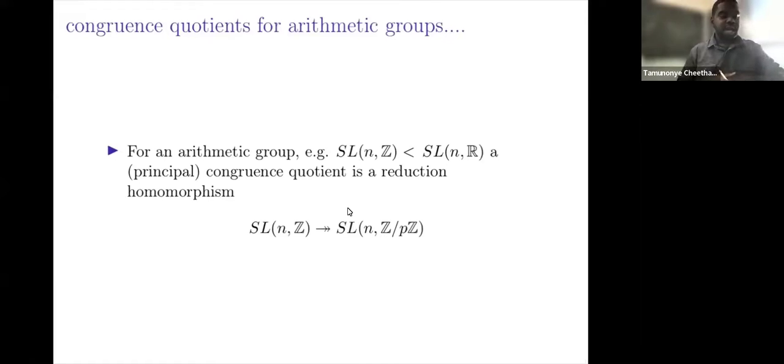So for an arithmetic group, we should just really think of SL_n(Z) sitting in SL_n(R). We have special kinds of finite quotients that come from reduction homomorphisms, the images of reduction homomorphisms. When you're thinking about Z, Z surjects onto Z/pZ, and in a similar way SL_n(Z) surjects onto SL_n(Z/pZ), and this is what we call a congruence quotient.